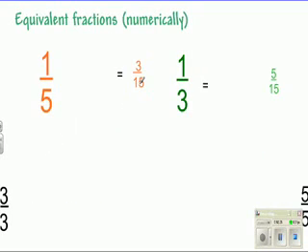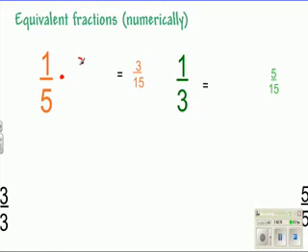So how did we get from fifths to 15ths? We cut the pieces smaller. In fact, each piece we divided by 3. Dividing by 3 is the same as multiplying by a third. But wait a minute, I can't just corrupt my piece like that. Certainly 1/5 times a third is not equivalent to 1/5.